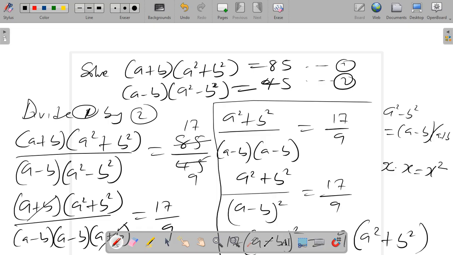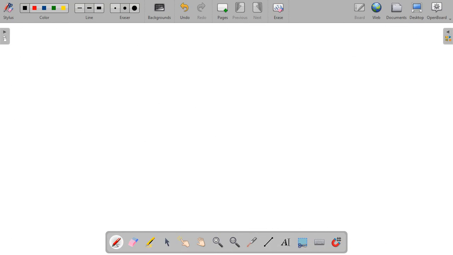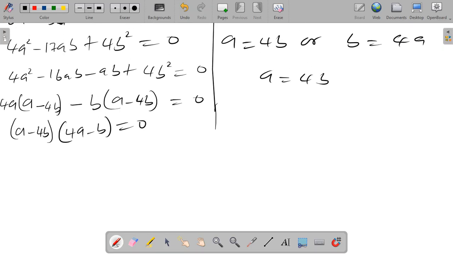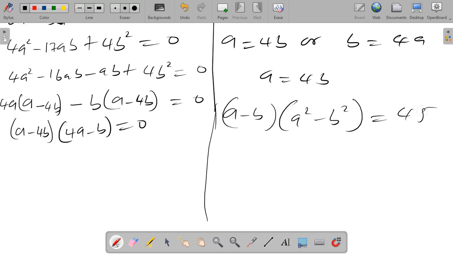The second one looks easier, so let's take the second one. Using the second equation, equation 2, we say that (a minus b) in bracket of (a squared minus b squared) is equal to 45. This means that anywhere I see a, I can put 4b. So I'll have (4b minus b) in bracket of (4b) all squared minus b squared is equal to 45.